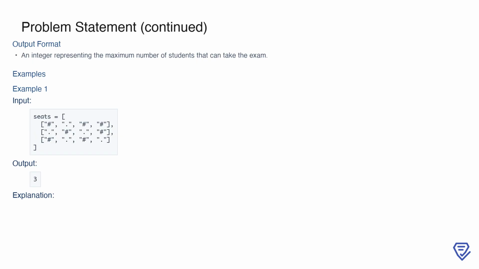To better understand how this works, let's look at an example. Consider this input array, seats equals, hashtag, dot, hashtag, hashtag, dot, hashtag, dot, hashtag, hashtag, dot, hashtag, dot. The output for this input is 3, which means it is possible to seat 3 students in this arrangement without breaking any rules. Now, let's explore how this result is derived.